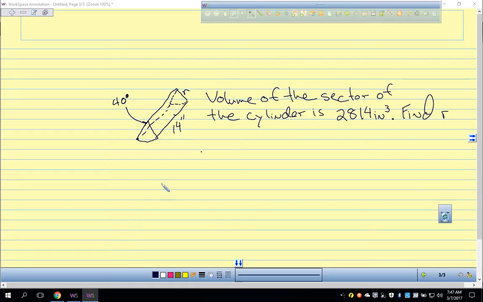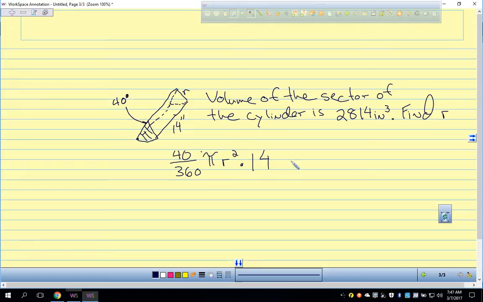All right, so how would I set this up? I'd set this up as 40 3/60ths, because it's the area of the base, 40 3/60ths of pi r squared times what? Pi r squared times 14 equals 2814. You guys understand why I set it up that way?